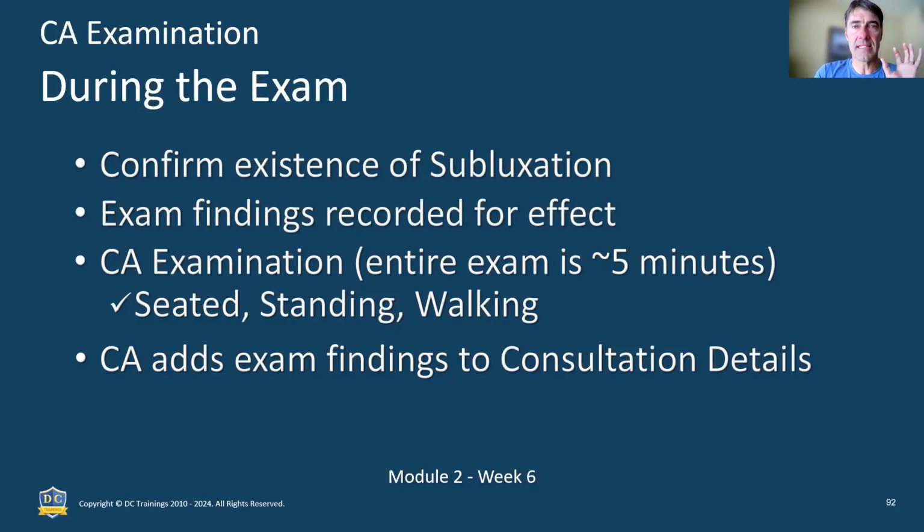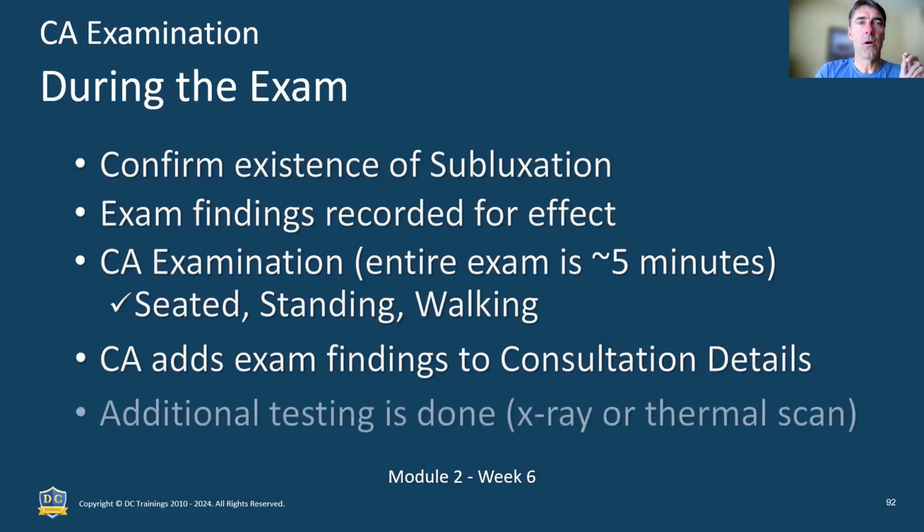So once the CA has added those notes, then we want to make sure that we go on to the additional testing, right? Now, in my office, we can do a thermal scan, we can do an X-ray, or we can do both. Those are the extra tests that we have. You might have a bilateral weight scale. You might have a postural exam. You might have other tests that you want to incorporate with these findings, and that's great.